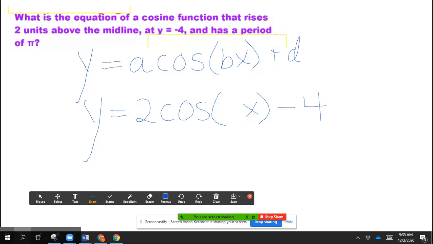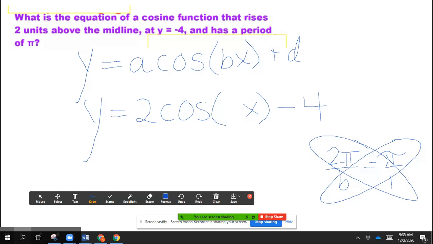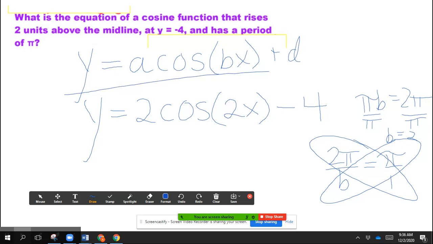I know my period is pi, so the period formula is 2 pi over b, and I'm going to set that equal to pi over 1 because my period is pi. I'm going to solve for b, so I'm going to cross multiply. Pi b equals 2 pi, divide by pi, and so b is 2. And so in the equation, I'm going to stick 2 in for b. Final answer is boxed.